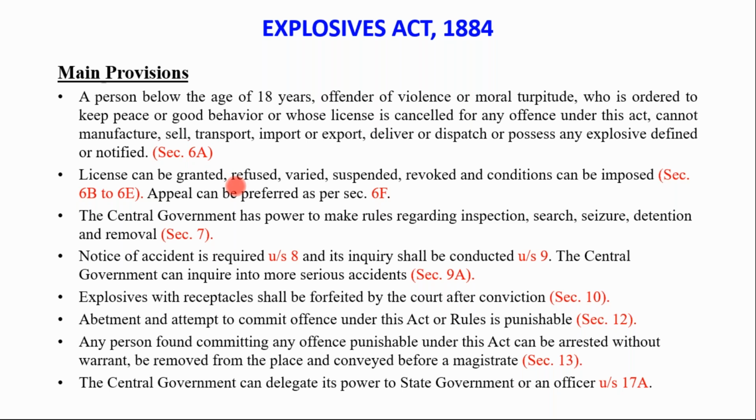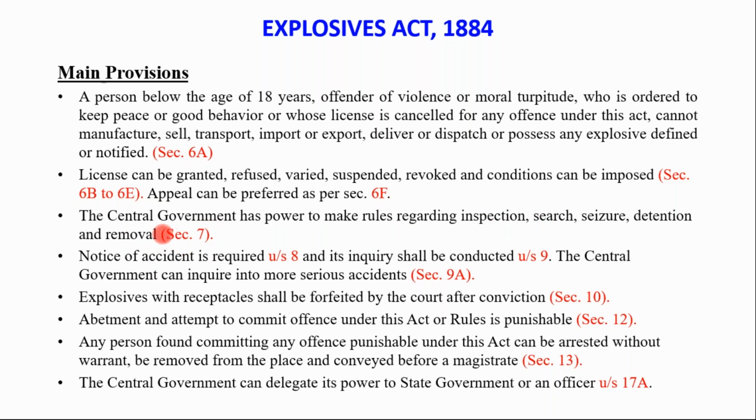The second one is that a license can be granted, refused, varied, suspended, revoked and conditions can be imposed with reference to 6B to 6E. We have already listed these 6B to 6E. Appeal is also already listed in 6F. Then it is related to the license. Then the central government has power to make rules regarding inspection, search, seizure, detention and removal.